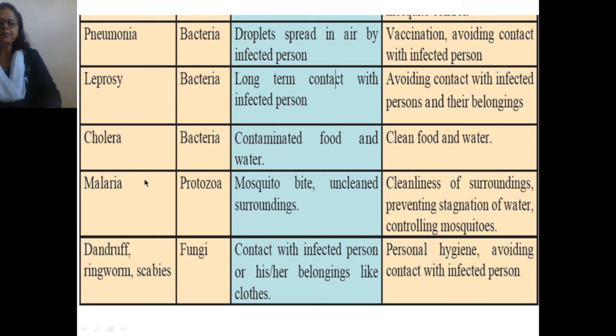Then malaria. It is caused by protozoa, through mosquito bite and unclean surroundings. So keep the surroundings clean, prevent stagnation of water, meaning no need to store the water, and control mosquitoes, because in stored water mosquitoes are breeding. Then dandruff, ringworm and scabies. These are caused by fungi, through contact with an infected person or his or her belongings like clothes. Prevention: personal hygiene, avoiding contact with an infected person.